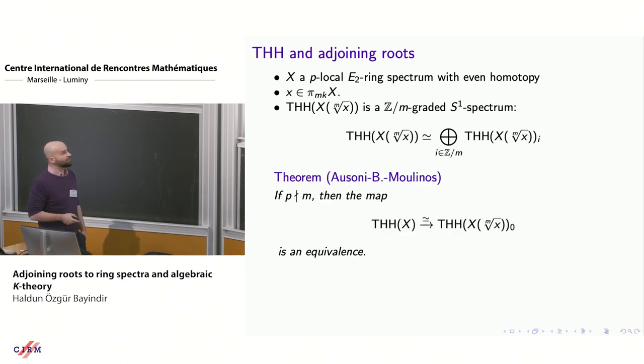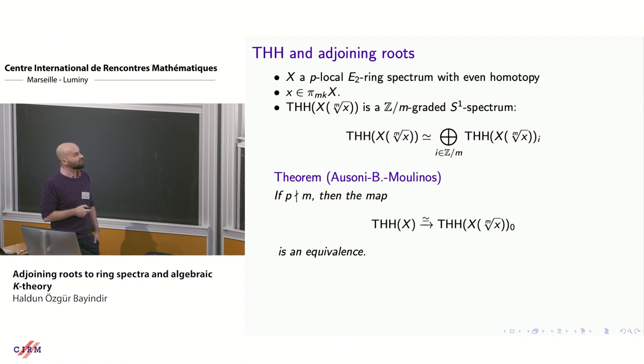And so we go ahead and identify these pieces, basically. Now we know that there's a grading, we identify these pieces. The first theorem is that when p doesn't divide m, and when X is p-local, then in this situation we say that this root adjunction resembles a tamely ramified extension.